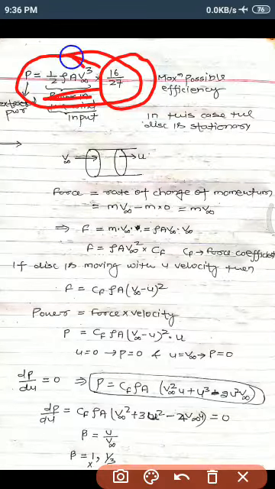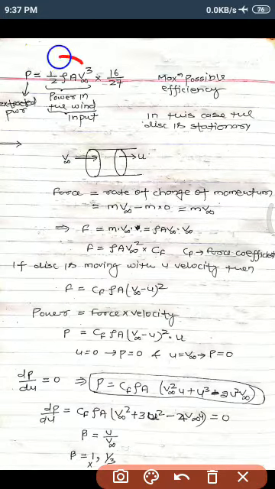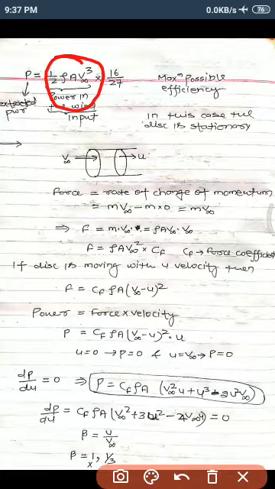As we saw earlier, this is the total power contained in the wind, and the power that can be extracted from this wind is 16/27 times the total power. So we can say that 16/27 is the maximum efficiency of the wind turbine. This value comes to near about 60%.